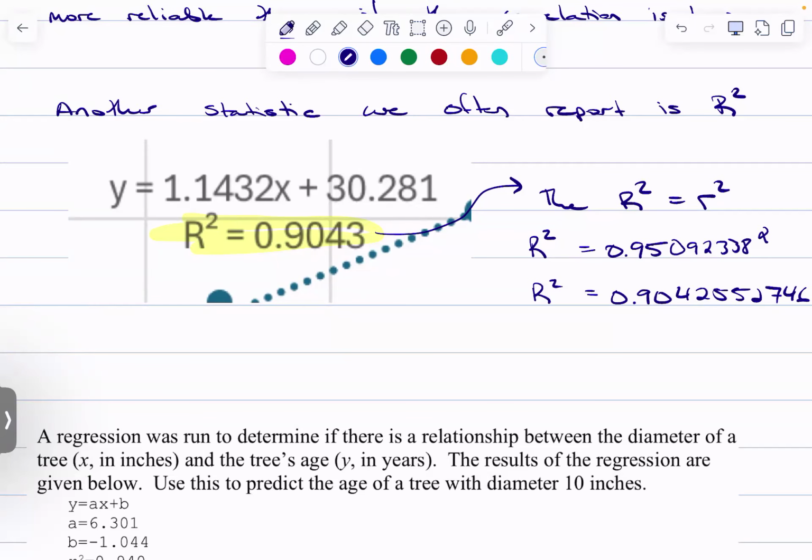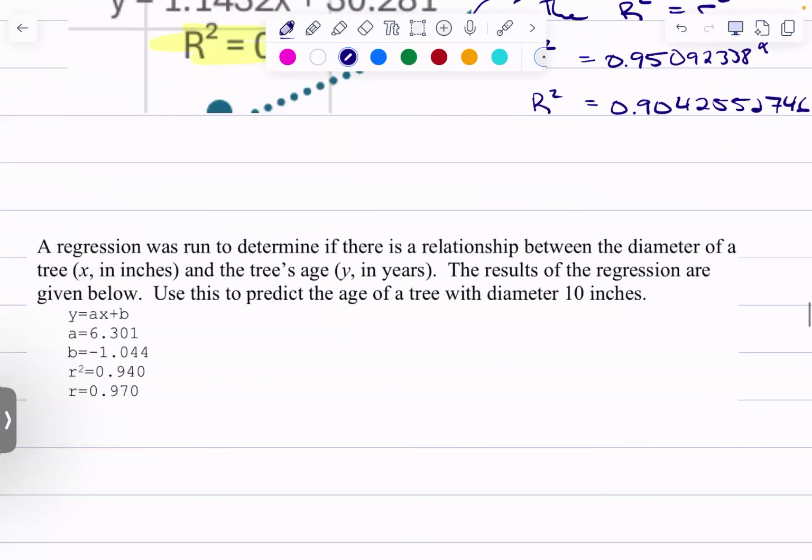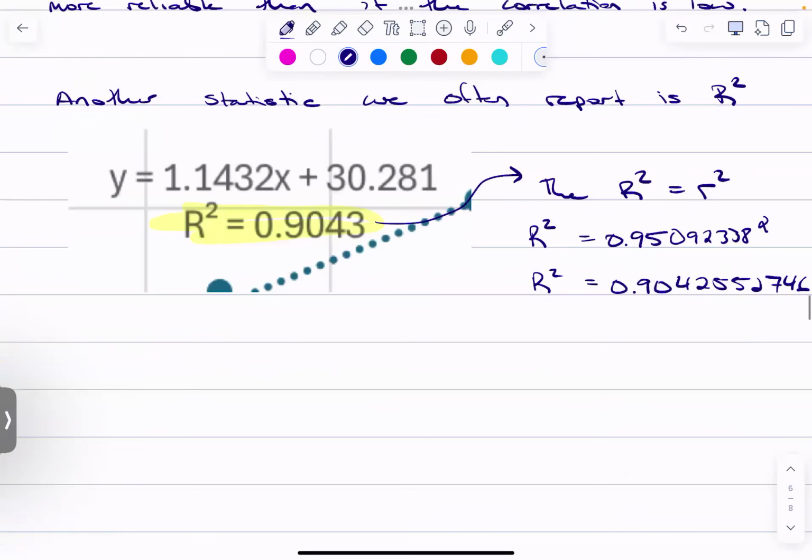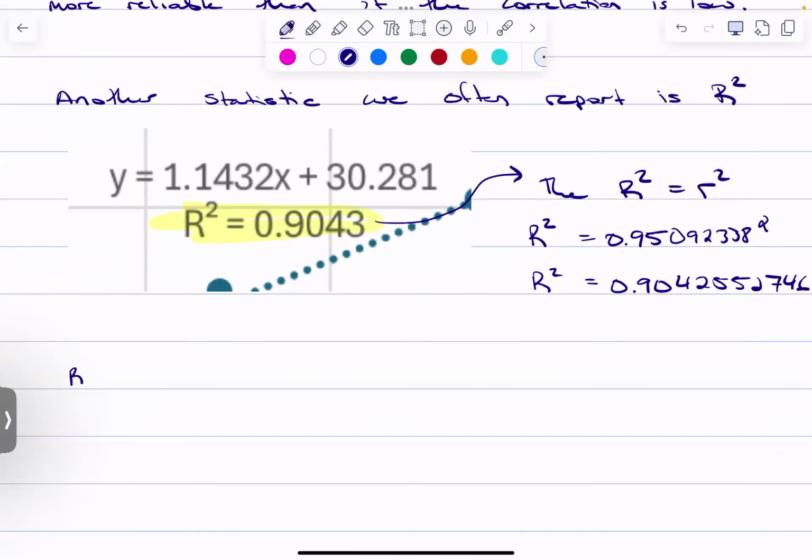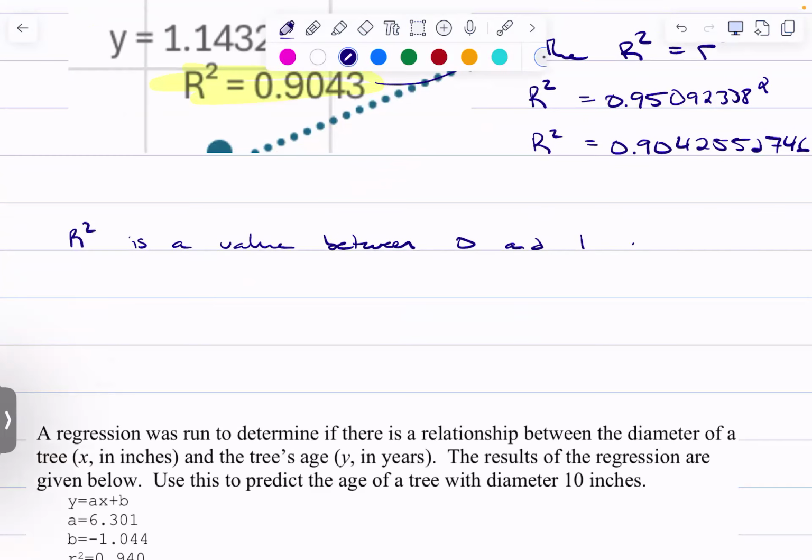Right? And so r squared is a value between 0 and 1, and it's often reported as a percentage, because it's between 0 and 1, so it's kind of ripe for a percentage, and it is a percentage. I should write that out. Sloppy. Percentage.